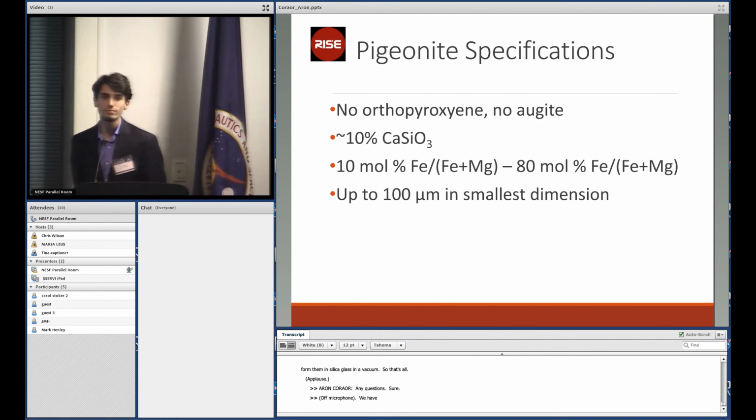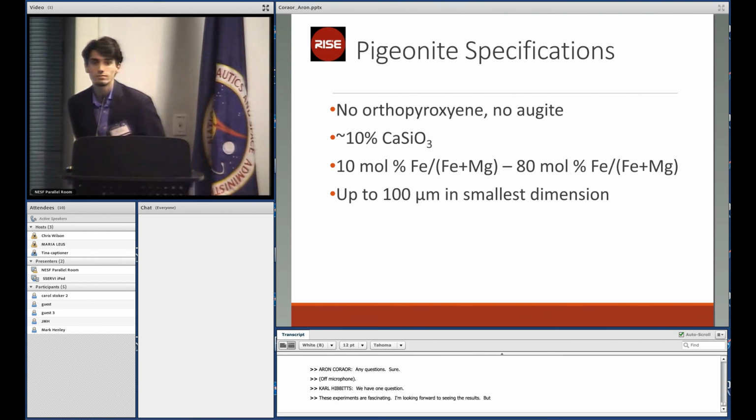Yes. These experiments are fascinating. I'm looking forward to seeing the results. But I have a question, and I just probably didn't hear it right. When you were describing some of the goals of your mixtures, your mineral glass mixtures, specifically for the plagioclases, you said you were going to have 1% iron in the plagioclase, or was that for the metallic spherules?